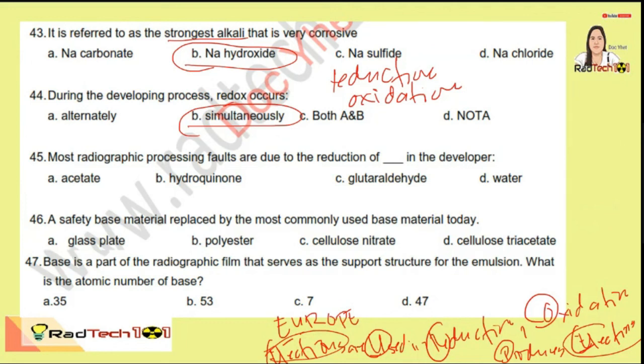Next, a safety-based material, keyword nyo is safety-based, that is cellulose triacetate. So it was replaced by the most commonly used base material today. So most commonly used is polyester. Grand question, what is the safety-based material which is replaced by polyester? So parang pinakonfuse na kayo. So that is cellulose triacetate.